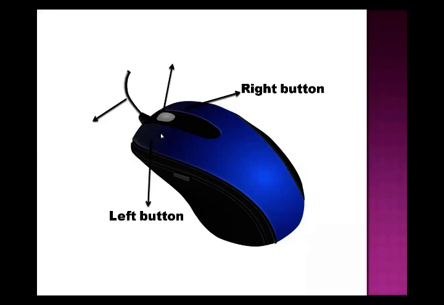What do we call this part of mouse? Left button. Okay, the wheel as you see here, what do we call this wheel? We call it scroll wheel. Okay, and what is this? This is a wire. These all are the parts of mouse. I will tell you again. This is right button, this is left button, this is a scroll wheel, and this is a wire. These all are the parts of mouse.